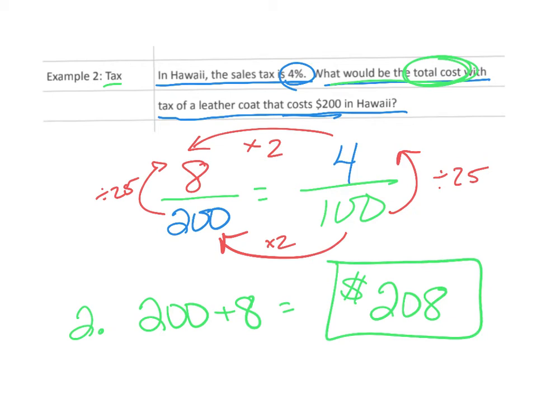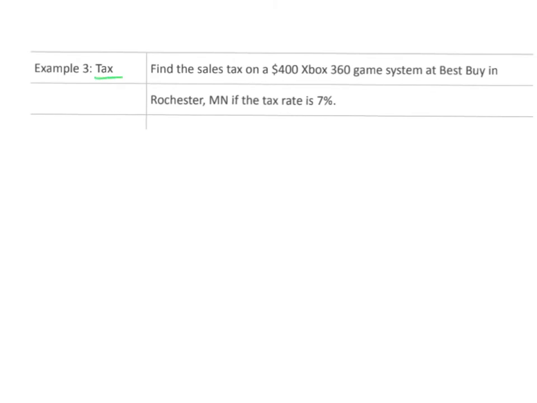That's the price of the leather coat. So here's where I'm saying you have to do 1, the proportion to find the amount of tax, and then 2, you have to add them together to get the total. Let's work with tax again.